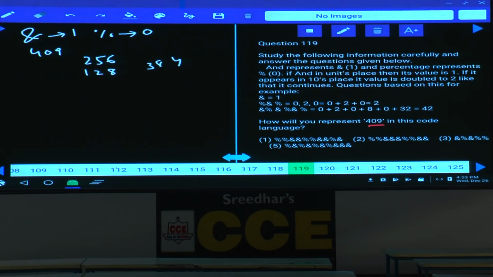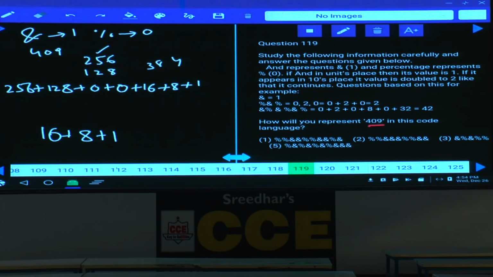384 done. How much more is left over here? 384 plus 16 plus 9, 25. This 25 can be written as 16 plus 8 plus 1, that is 24 plus 1, 25. Hence, what are the numbers here? 256, next one is 128. After this 128, 64 is not there, 32 is not there, 16 is there, 8 is there, and 1 is there.